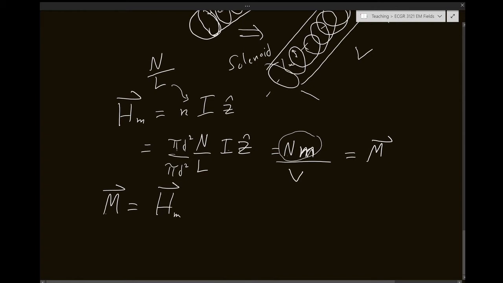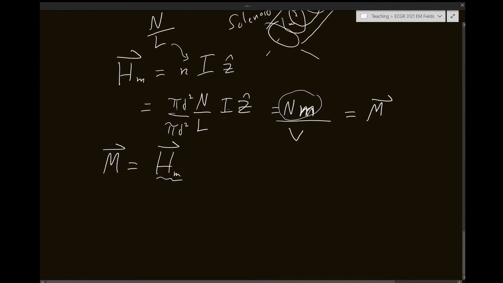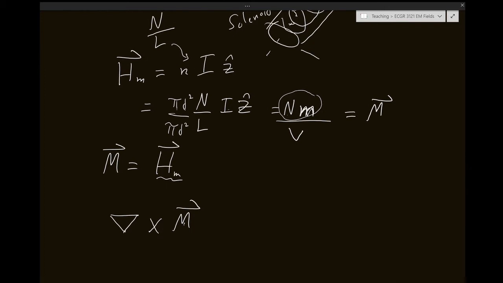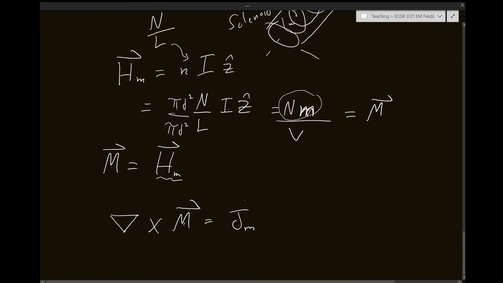Okay, since M is an H field, Ampere's law applies. This H field should have a curl. So what's the curl of an H field? According to the postulate of magnetostatics, the curl of an H field has to be some kind of current density. This is the current density due to magnetization.